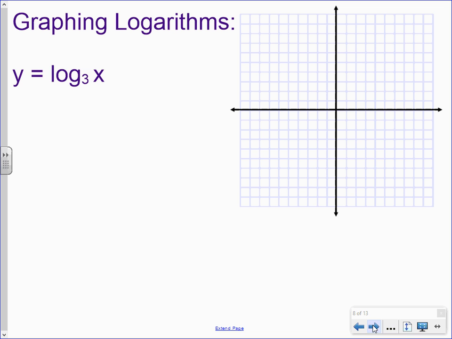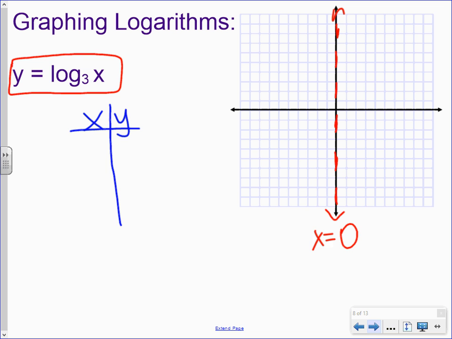So, this is a parent function where the base is 3. We still have a vertical asymptote at x equals 0. Make sure you draw that in and label it. If we're graphing a logarithmic function, where do I want the negative 1, 0, 1? In the y column.